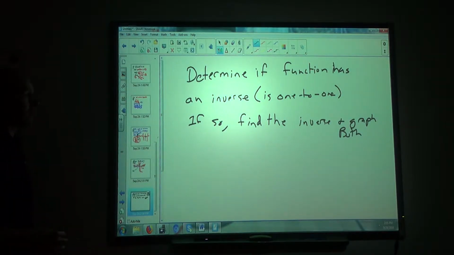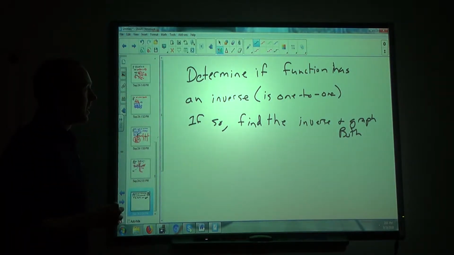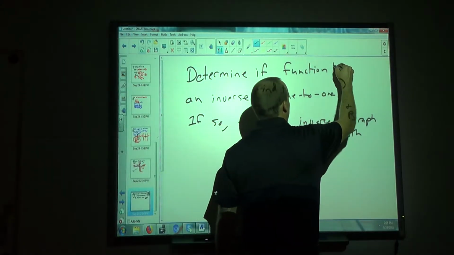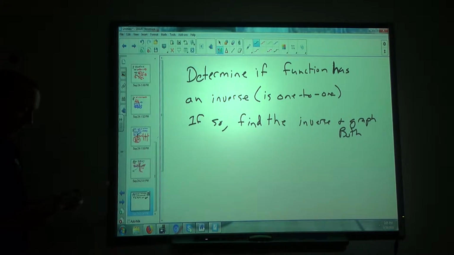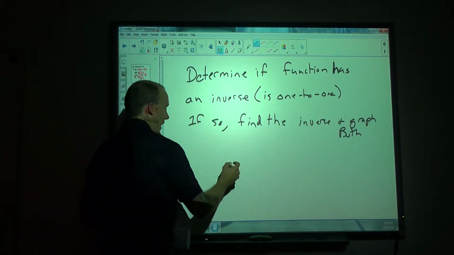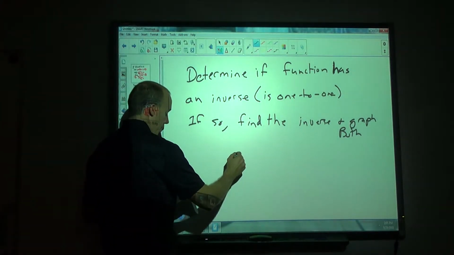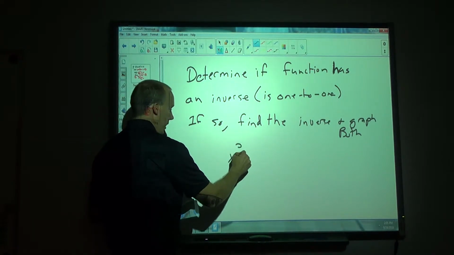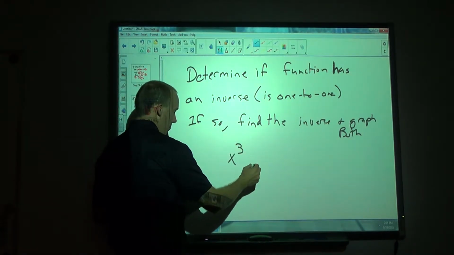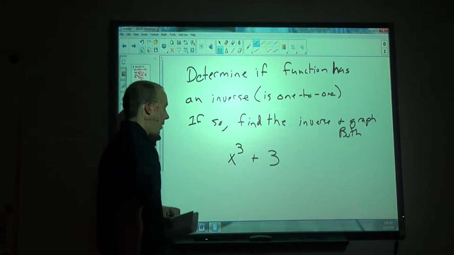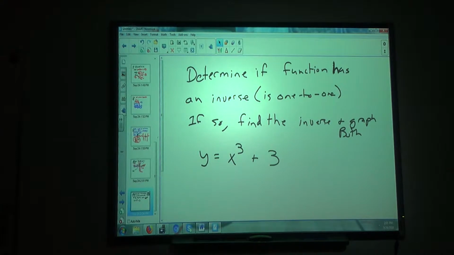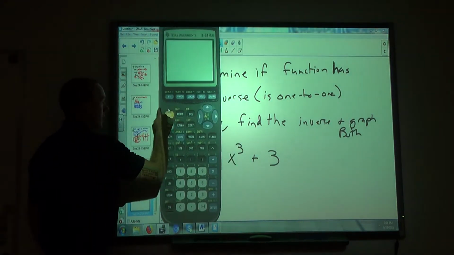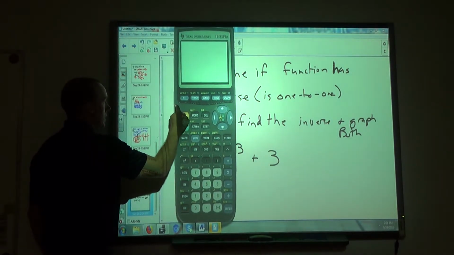Okay, here's the last one. Determine if the function has an inverse, which means it's one-to-one, and if so, find the inverse of the function. So if I have x cubed plus 3, y equals this. How do I know if it's going to have an inverse? Horizontal line test, so then graph it. And let's check that out and see if it does.